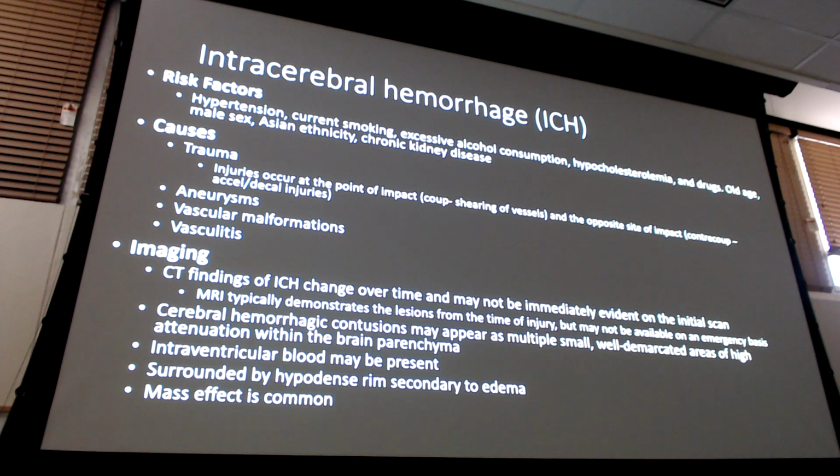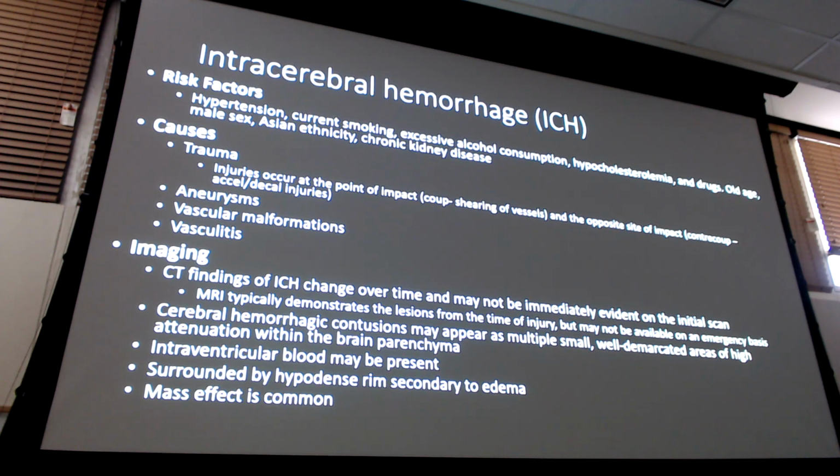Right. Let's talk about different types of hemorrhages and the patients that can have them. So we have our intracerebral hemorrhage, which is just intracerebral. But look at all your risk factors: hypertension, current smoking, excessive alcohol consumption, hypocholesterolemia, drugs, old age, male, Asian, chronic kidney disease. 80% of our population has risk factors for this, right? The ones that really stand out are going to be your alcoholics and your smokers with your hypertension. Those top three are top three for a reason in the list, right?